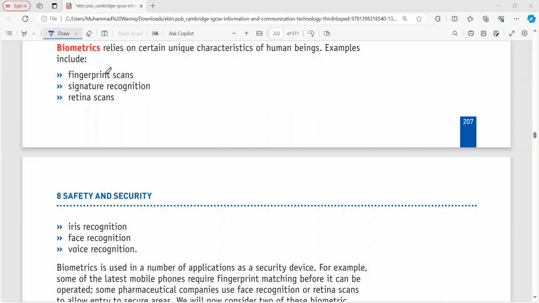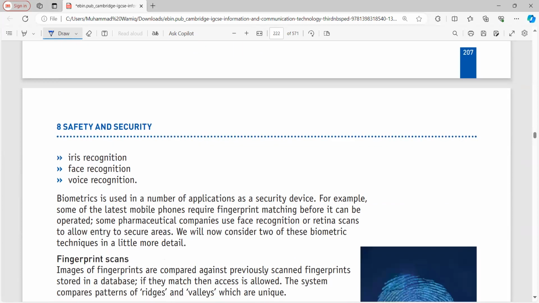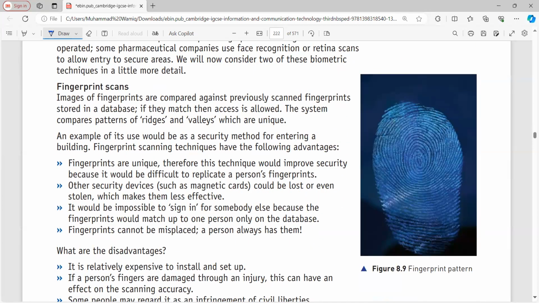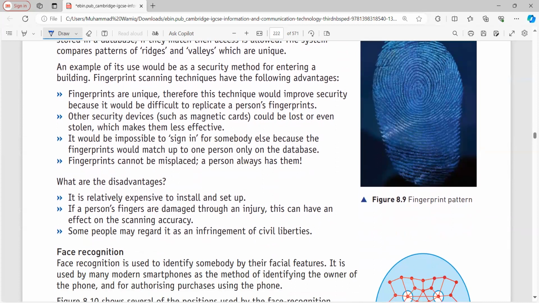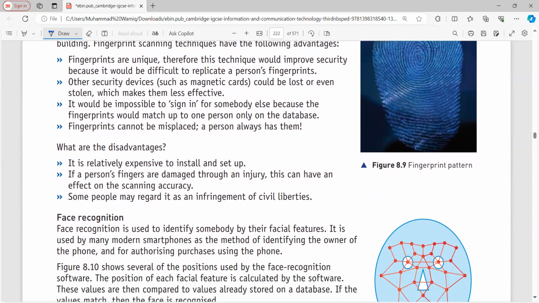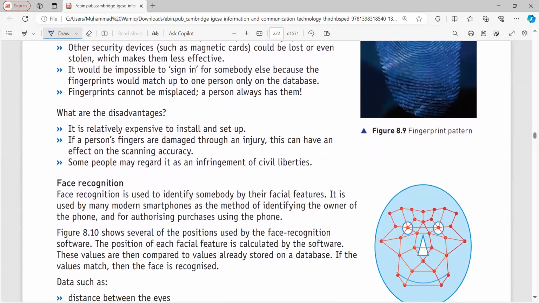Biometrics refers to your fingerprint scan, your signature scan, your retina scan, your face recognition, voice recognition, or your eye scan. Fingerprint scan, you have seen this at airports, and even at schools, that they are quite unique for every human, and they make sure whether this is the correct person or not. However, there can be certain disadvantages, that it is relatively expensive. If fingerprints are damaged, you cannot get access.